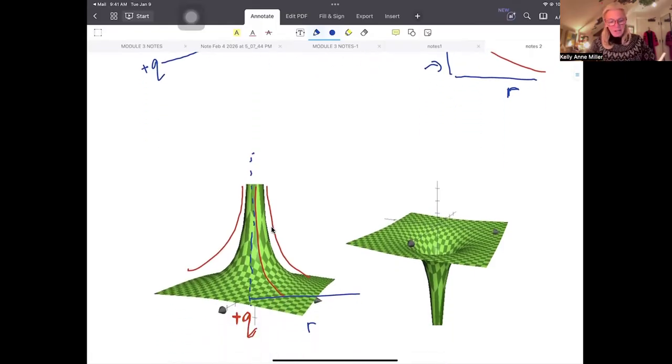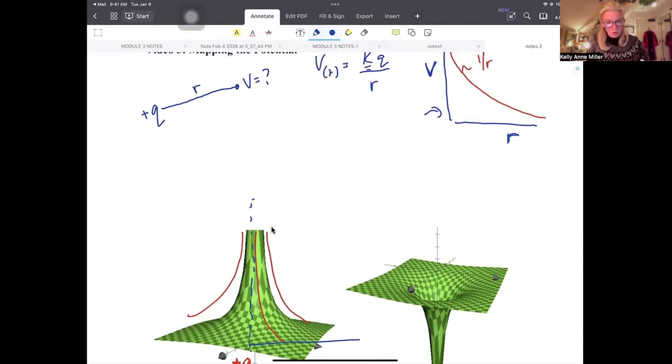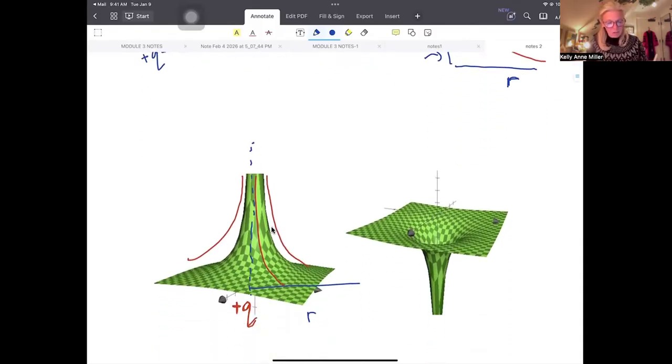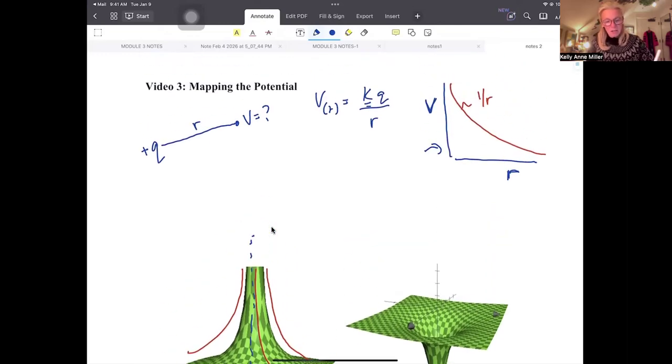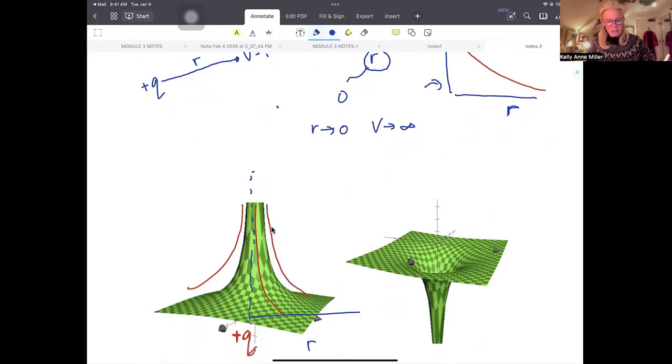Okay. And something to notice is that as you go out from the charge, if you look at the function, when you're right on top of the charge, so if r equals 0, the function blows up, right? It goes to infinity. In the limit of r going to 0, V goes to infinity. That's kind of what we see here, there's an asymptote. It goes very, very high as you get closer to the charge.